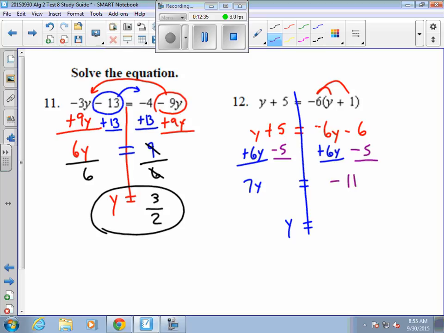Then get y by itself by dividing by 7 to undo 7 times y. If you do it to the left, do it to the right, and y is equal to negative 11 over 7. There is no number that goes into both 11 and 7.